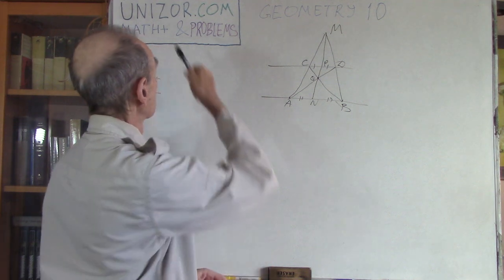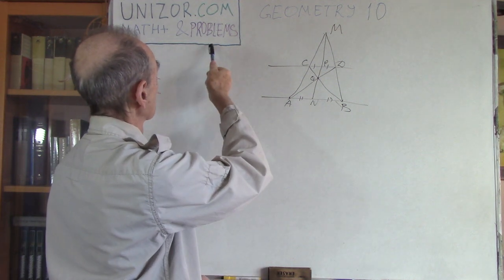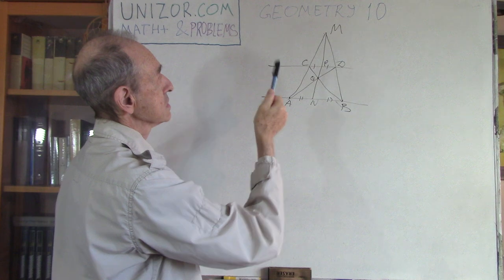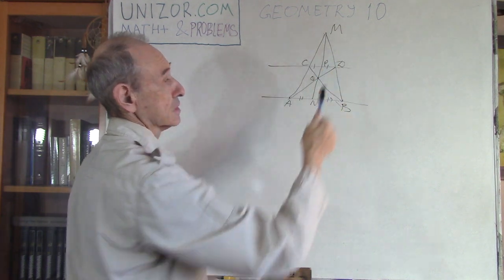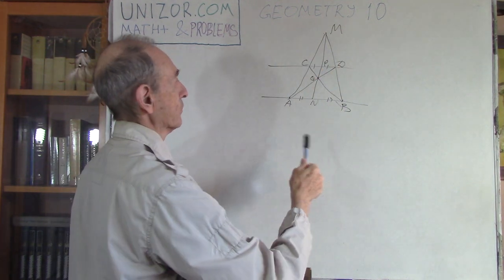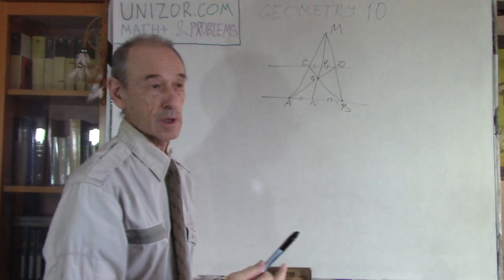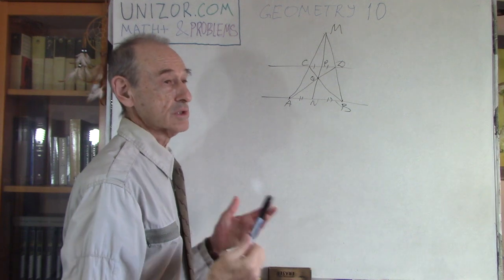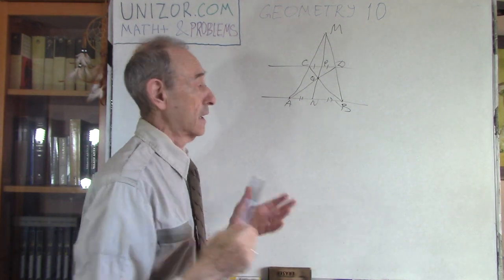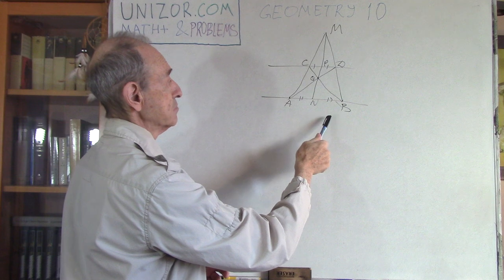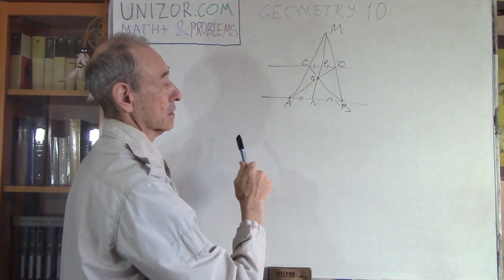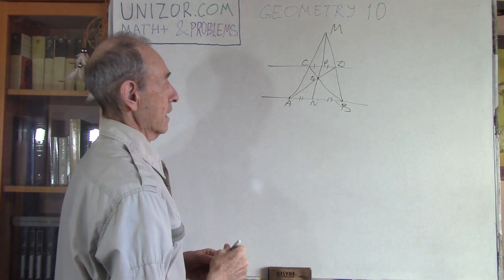That was a theorem which I have proven in the previous lecture, and you can obviously take a look at this. You go to Unizor.com, Math Plus and Problems course, choose geometry, and then geometry number 9, that's the previous one. Okay, so this is the theorem, and based on this theorem, we have come up with a way to divide a segment AB in half, in case you have another parallel line.